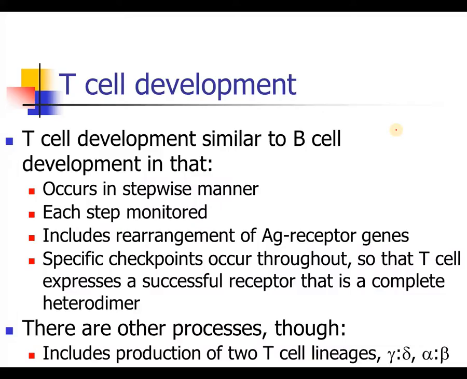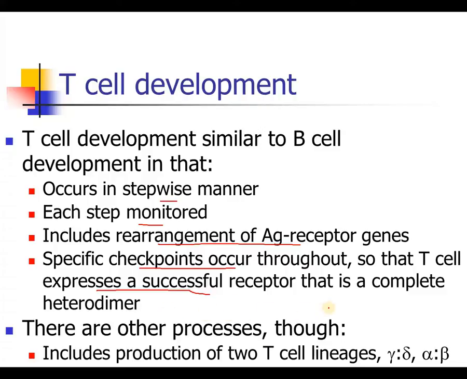What about the T cells? Very, very similar to what happens with the B cells. The development occurs in a stepwise manner. Each step is going to be monitored. It includes rearrangement of those antigen receptor genes, and there are going to be checkpoints throughout. So that ultimately a T cell expresses a successful receptor that's a complete, in this case, heterodimer, because the T cell receptor is an alpha and beta, the vast majority.